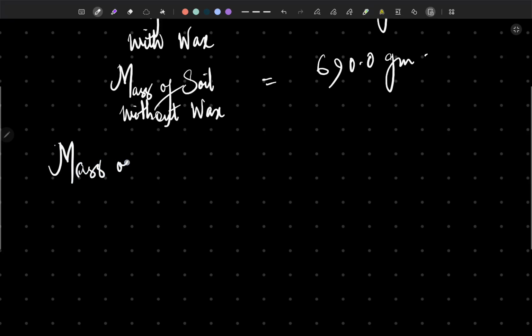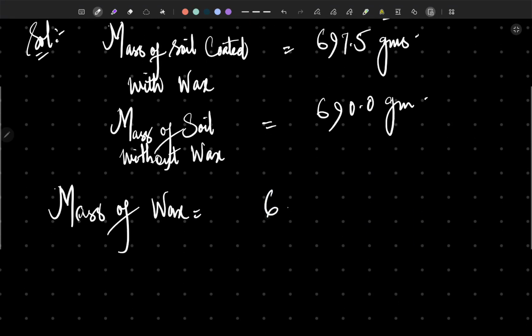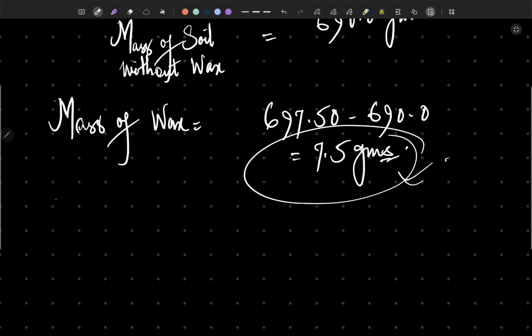Mass of wax is 697.5 minus 690, that is 7.5 grams. This is the mass of the coating, the paraffin wax that we have used to coat this soil sample so that it may not disintegrate while we are using the water displacement method for finding certain parameters. So this is the mass of the wax.